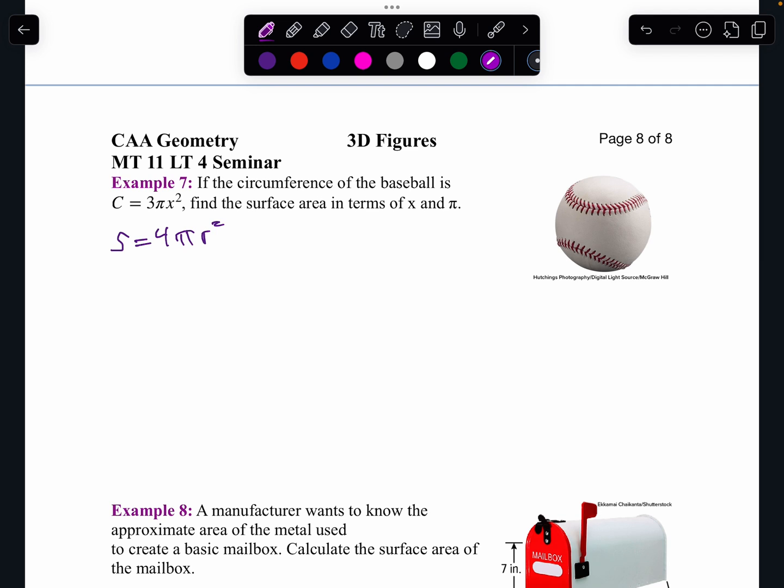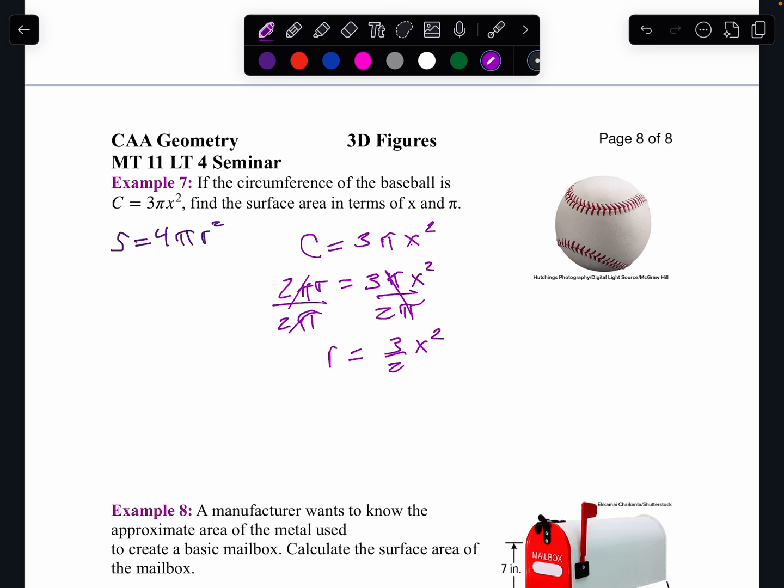And in this problem, we're given that the circumference is 3 pi x squared. So to find the surface area, we have to find the radius, don't we? Well, the circumference is 2 pi r, or pi d, I don't care, but I'm going to go 2 pi r because I want to find r, equals 3 pi x squared. Well, to solve for r, I just divide both sides by 2 pi. So then r is 3 over 2 x squared.